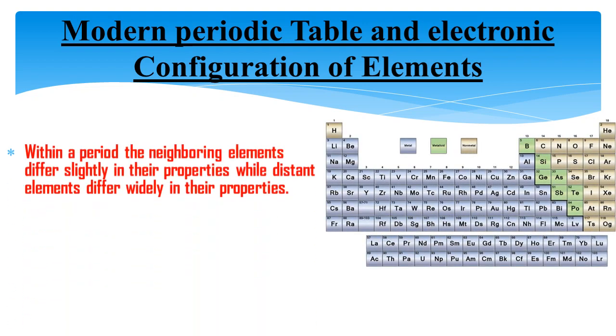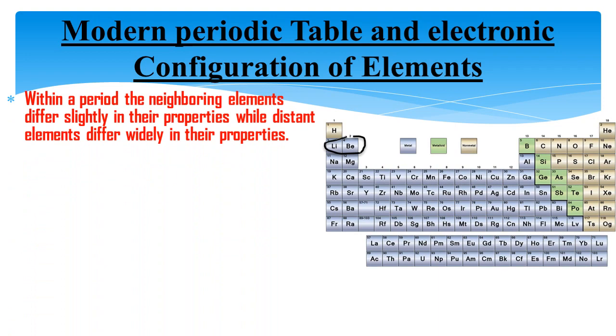Within a period, the neighboring elements differ slightly in their properties, while distant elements differ widely in their properties. I mentioned lithium and beryllium, which are neighboring elements, so their properties will be similar. But as we move from left to right, that is from sodium to argon, the properties will be dissimilar. Why? Because these are very distant in the periodic table. So the properties of sodium, which is an alkali metal, will differ from those of argon, an inert gas. So these properties will be dissimilar.